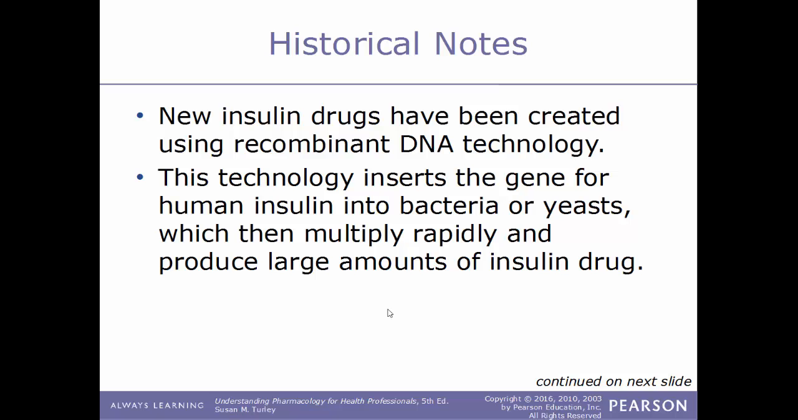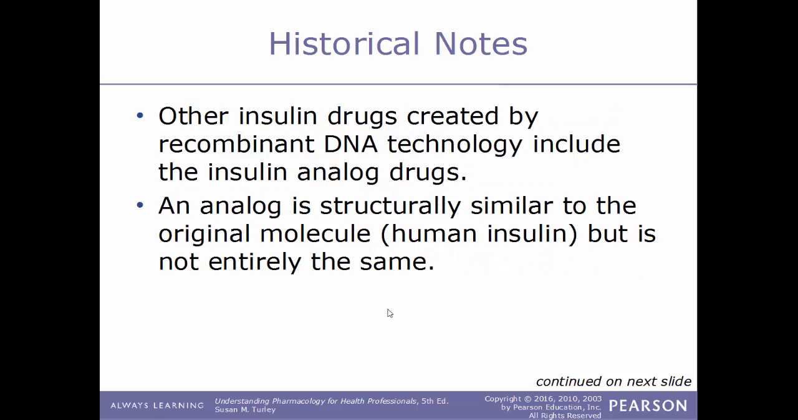Now, this technology inserts the gene for human insulin into a yeast or a bacterium, which then multiply rapidly and produce large amounts of insulin drug. Other insulin drugs created by recombinant DNA technology include insulin analog drugs. An analog drug is structurally similar to the original molecule, but is not entirely the same.